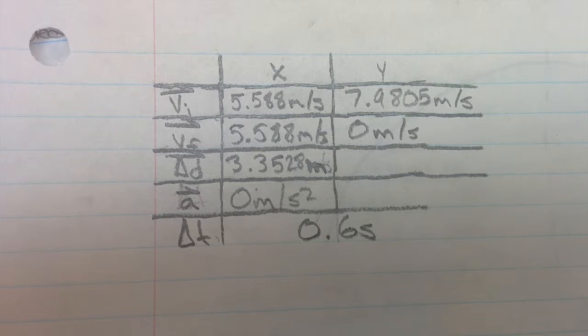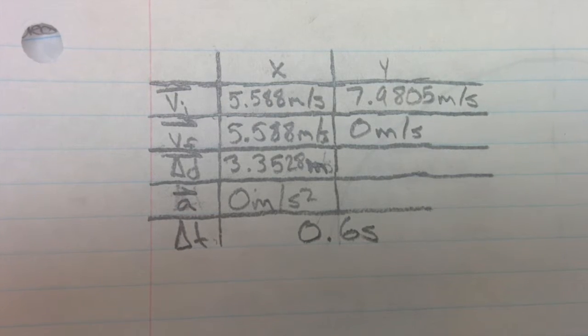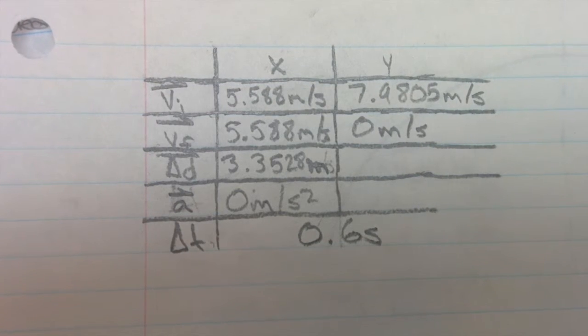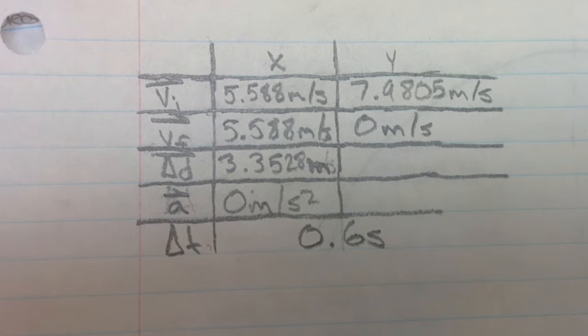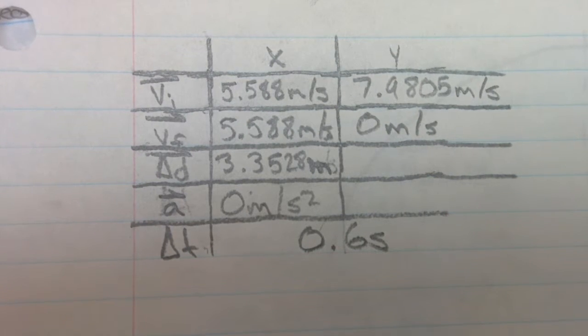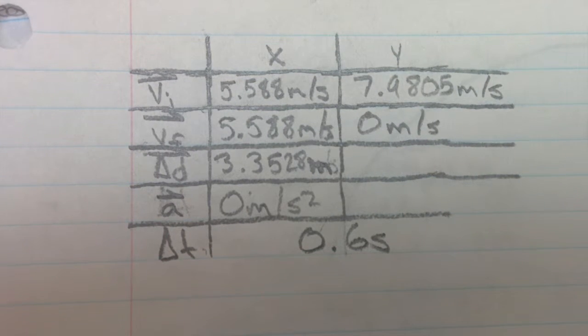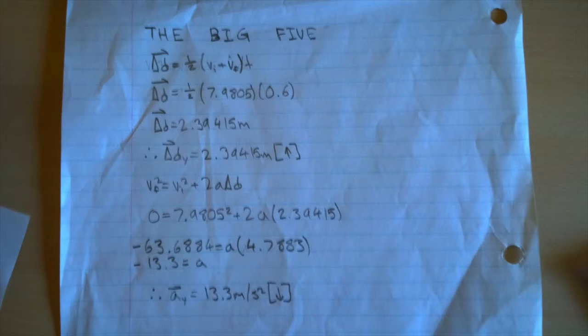We now have solved for every value except the vertical displacement and vertical acceleration. We can use the big 5 to solve for these last two values, since we have 3 out of the 5 variables solved for. Using the big 5, we figured out that the vertical displacement is 2.39415 meters, and the vertical acceleration is 13.3 meters per second squared.